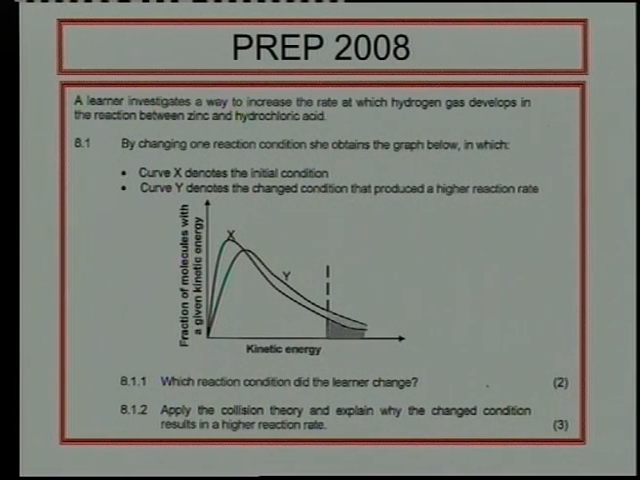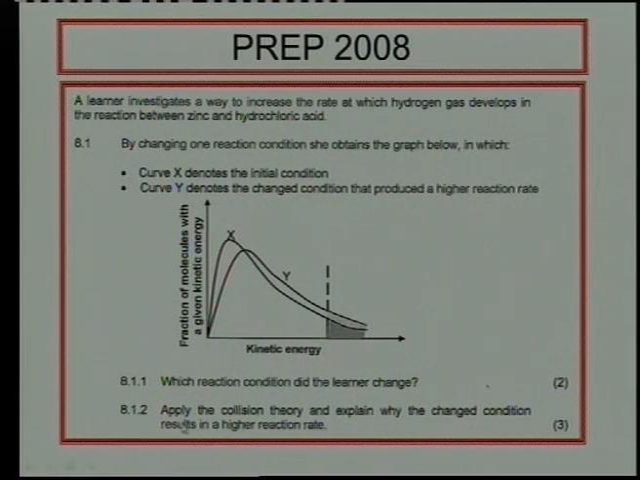If we go further, I just want to go through a few questions that have been asked over the last few years. The first one is the preparatory paper of 2008. What I want to point out here is, first of all, this is the Maxwell-Boltzmann curve that we're going to do in more detail. You'll see immediately it starts with a learner investigates, and then we're talking about a reaction between zinc and hydrochloric acid. So your knowledge of the reactions of acids and metals is quite important.